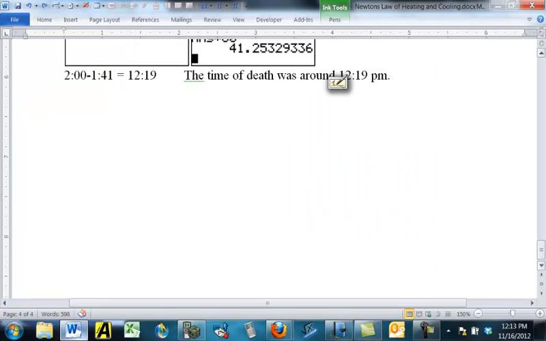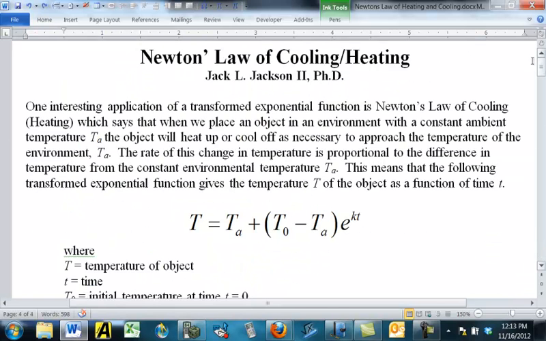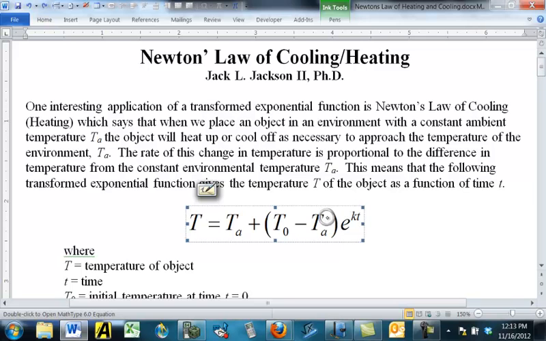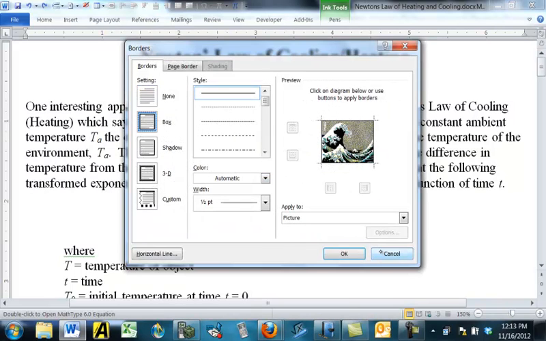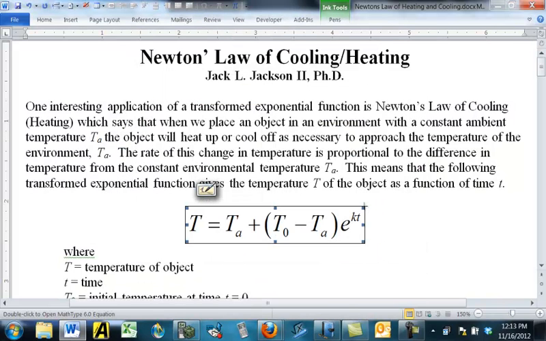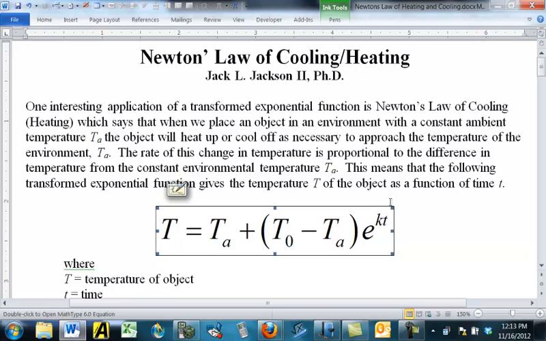And so now we've talked about Newton's law of cooling. There's the basic formula for it right there. So that's the basic formula. Okay?